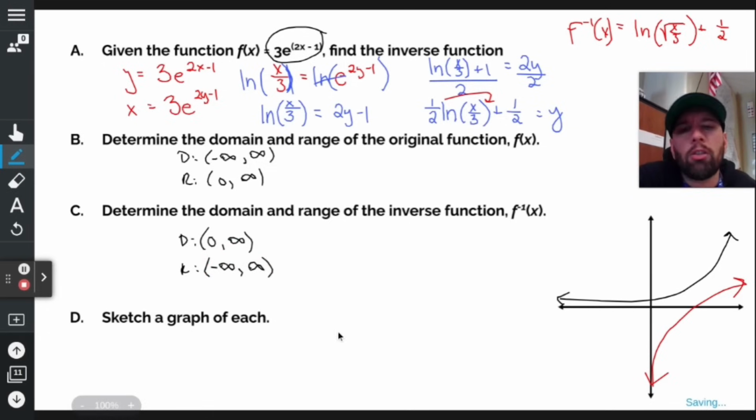Sketch a graph of each, donezo. That's supposed to be a check mark, but since things are laggy a little bit today, since my little Chromebook is lagging, it doesn't look as good.